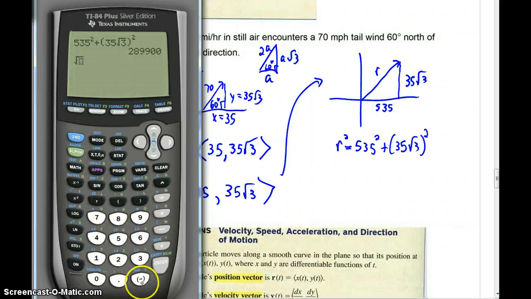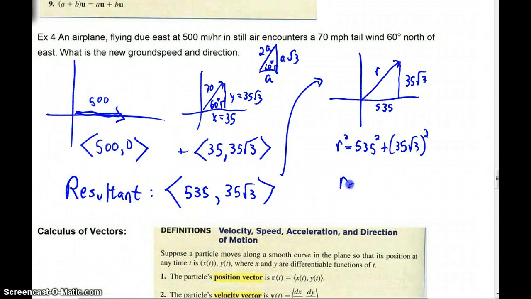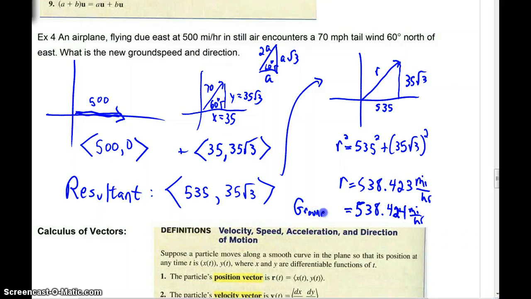Second answer. And we'll see it's about 538.423. And using AP rounding, we'll go to 3 decimal places. We could also have rounded that last part up, 538.424. So you can see the wind has changed the speed of the airplane. Not only has it changed the speed, it's also going to change the direction. So this could be called the ground speed.